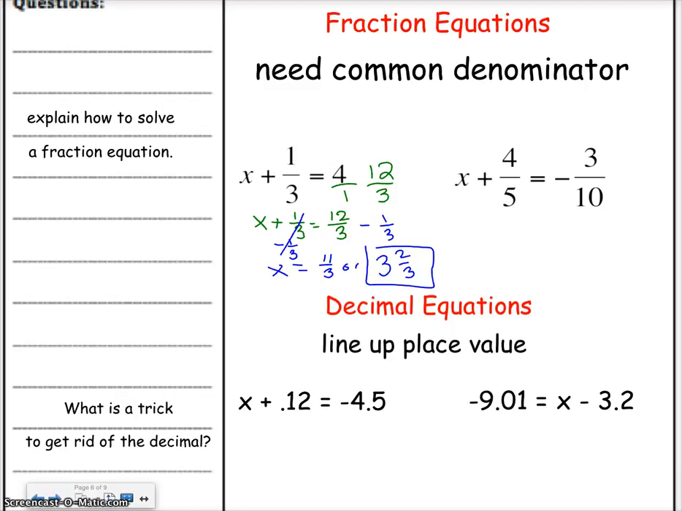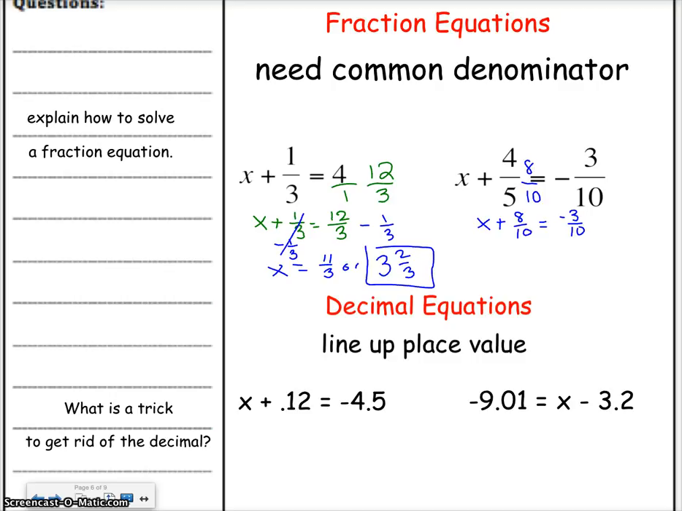Now again, maybe I'm going to get a common denominator right away. That's how I work best. So I'm going to turn my 5 into a 10 and change my top number. So that's really 8/10, right? Yep, sure is. X plus 8 over 10 equals negative 3 over 10.